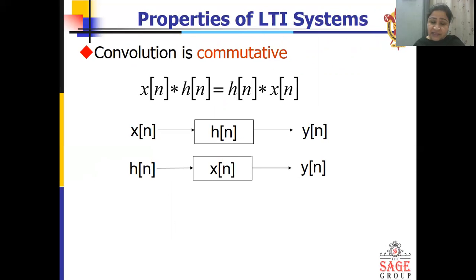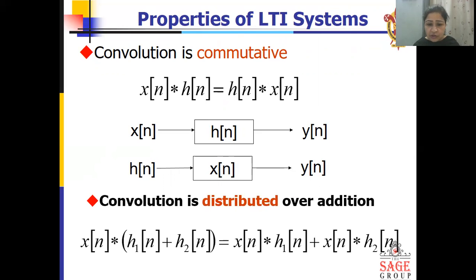Now, this linear convolution is always commutative. That means if xn is convolved with hn, it will give the same result as if hn is convolved with xn. That means if xn is given to a system hn, then it generates output yn. Then it will be the same as if hn is given to the system with unit impulse response xn, and it will give the same output yn.